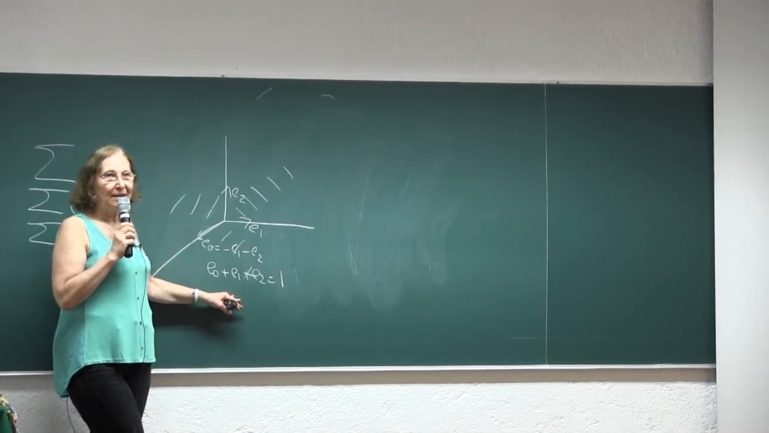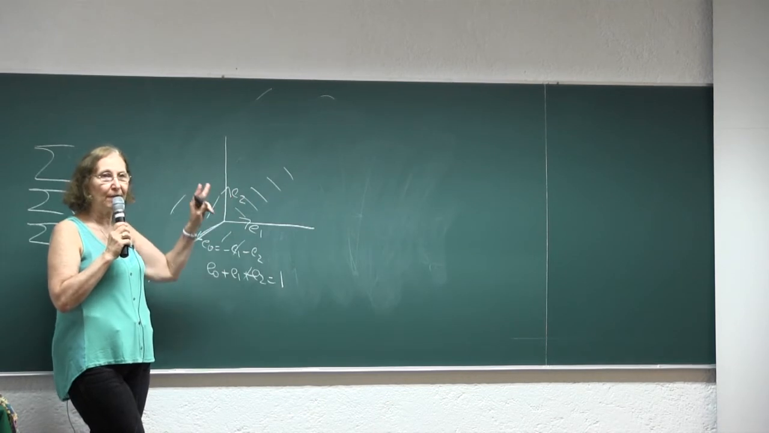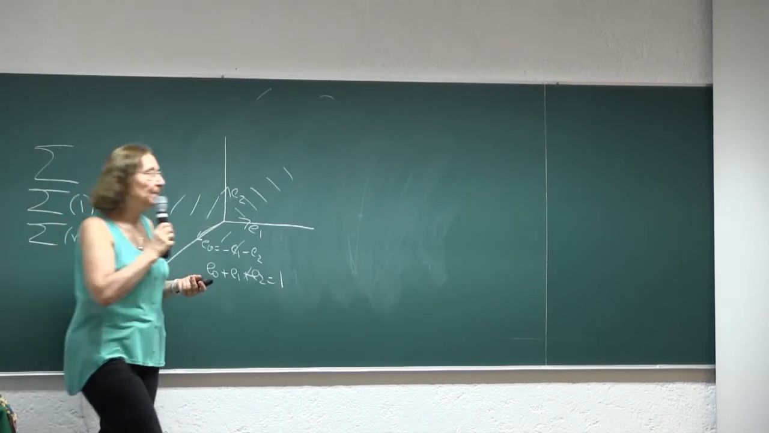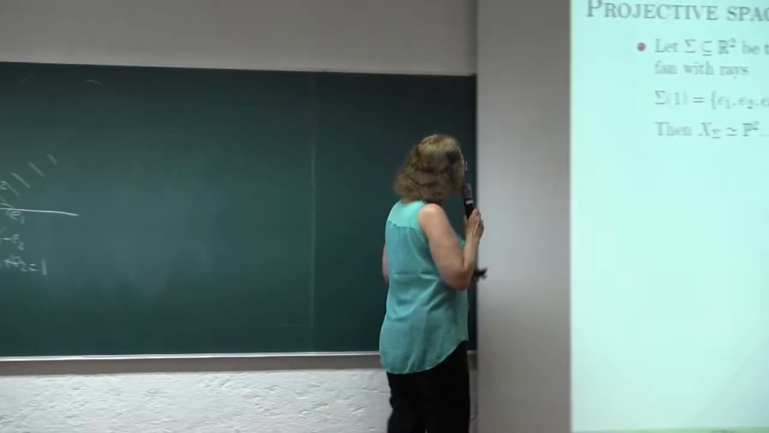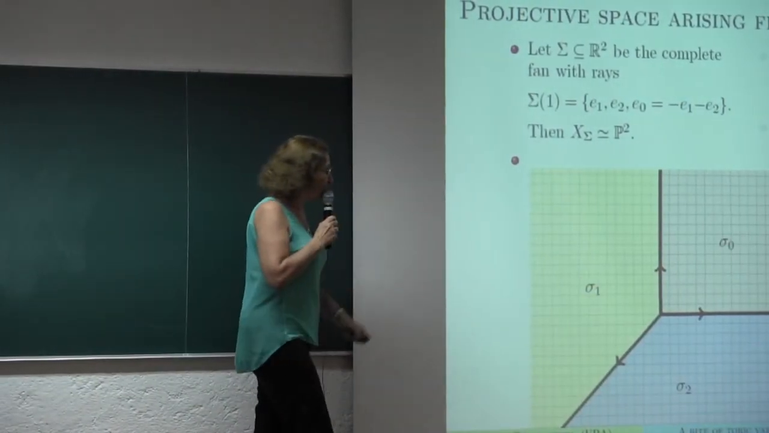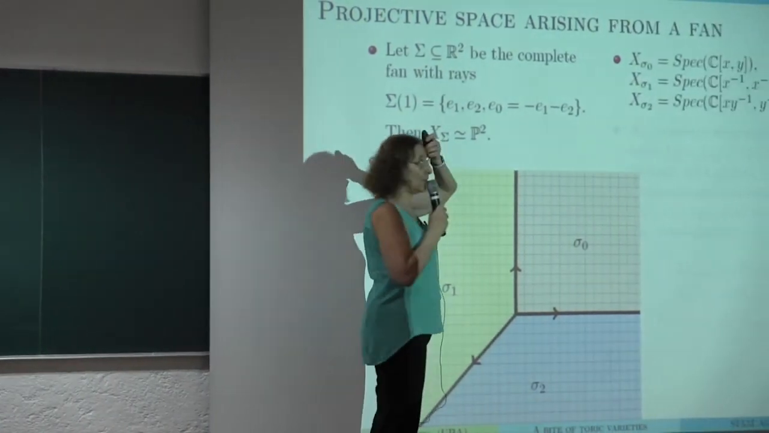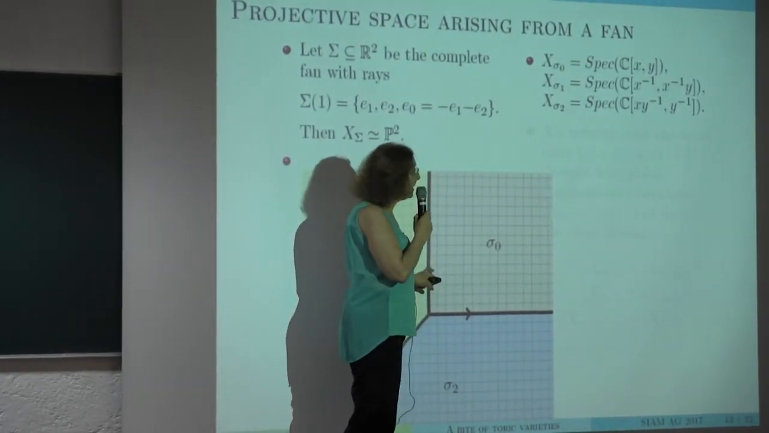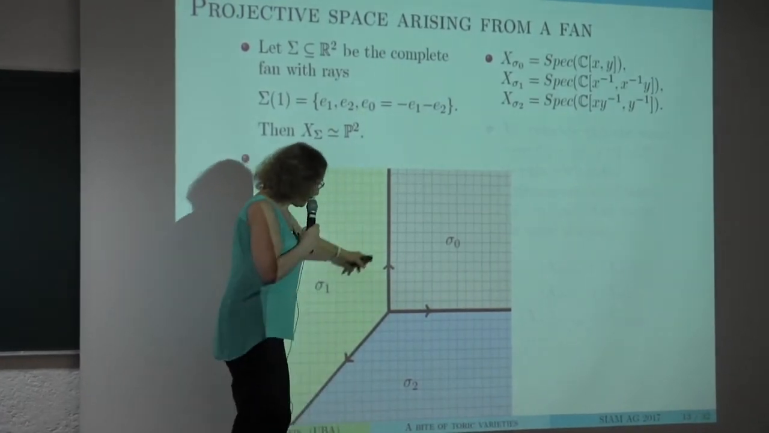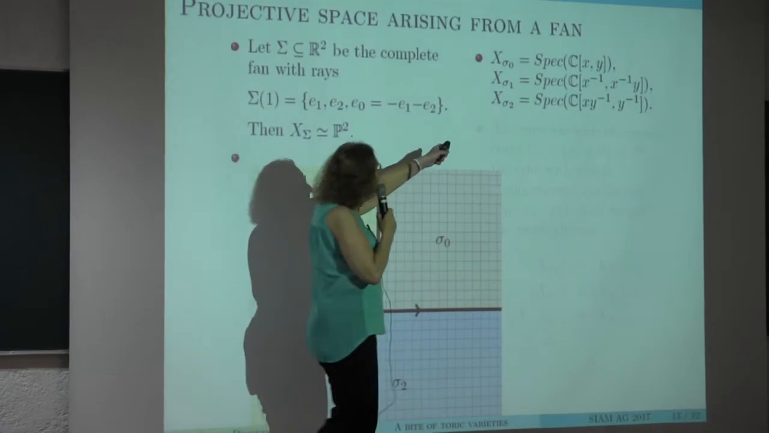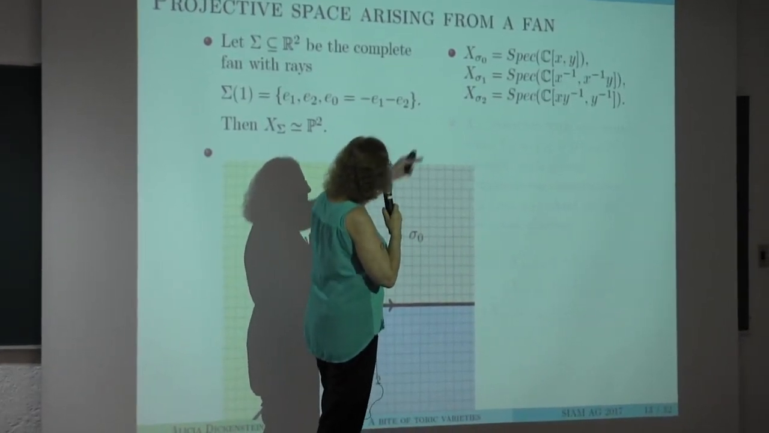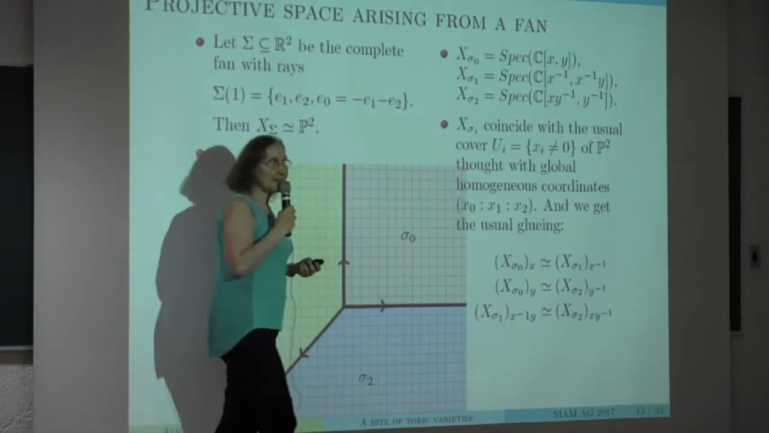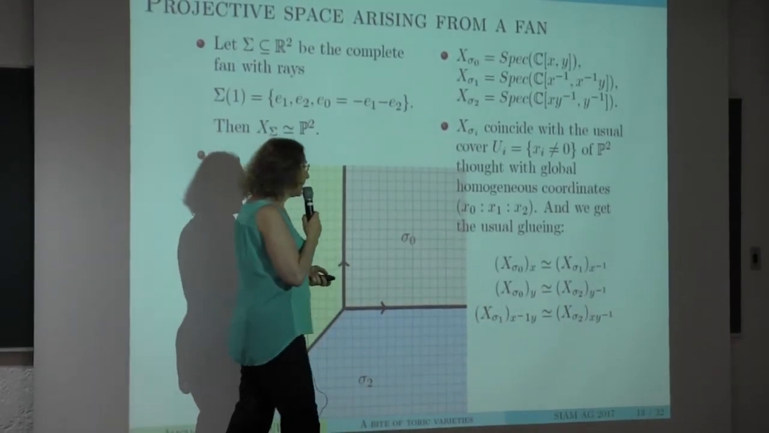There's nothing inherent in the fact that I take the first order. I just need three vectors so that each two of them give a basis of C^2, and the sum is equal to 0. This is the only thing that matters. Okay? But the standard way is taking the first order. And if we glue, we get projective space. These are the cones. And if you follow the rules that I tried to tell you, we get X_0 is Spec of C[x,y], X_sigma1 is Spec of C[y], et cetera. And then each of these is precisely the open set x_i different from 0 in P2. And we get the usual gluing.